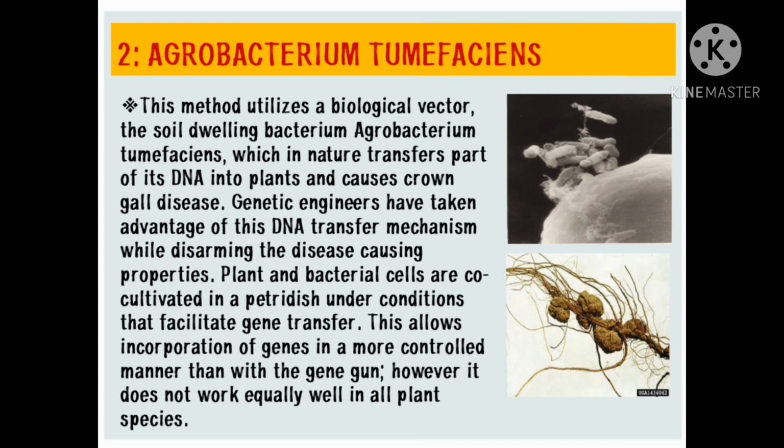Technique 2, Agrobacterium tumefaciens. This method utilizes a biological vector, the soil-dwelling bacterium Agrobacterium tumefaciens, which in nature transfers part of its DNA into plants and causes crown gall disease. Genetic engineers have taken advantage of this DNA transfer mechanism while disarming the disease-causing properties. Plant and bacterial cells are co-cultivated in a Petri dish under conditions that facilitate gene transfer.